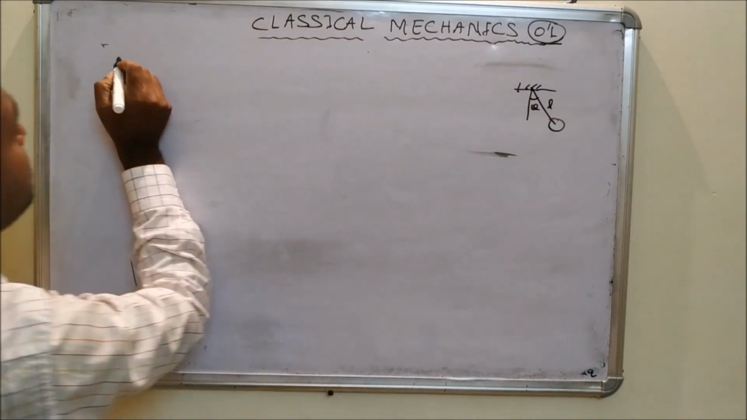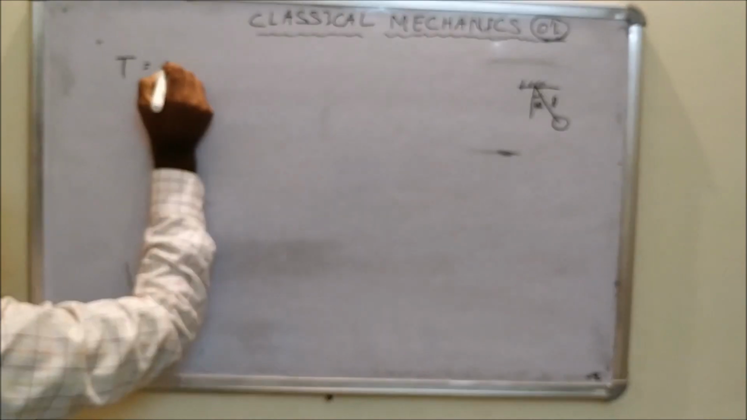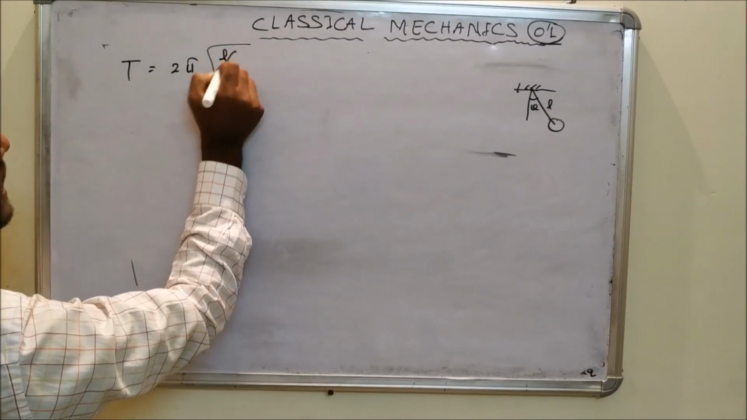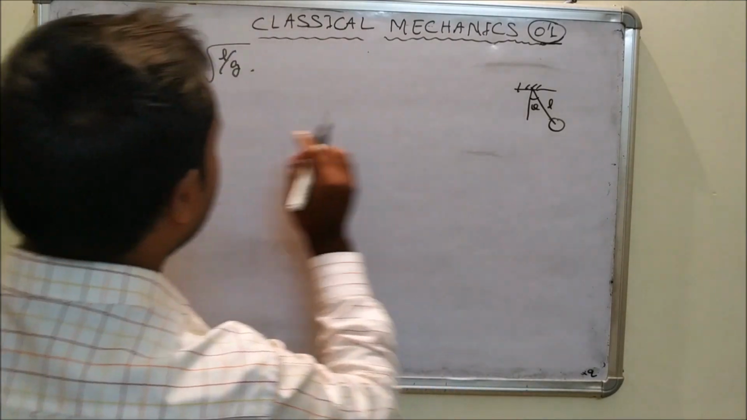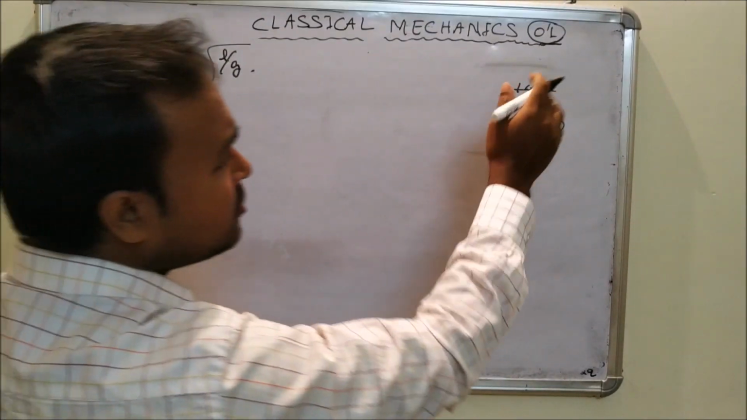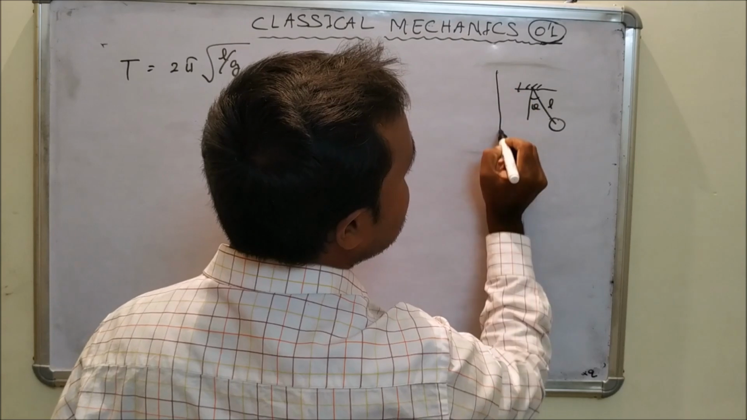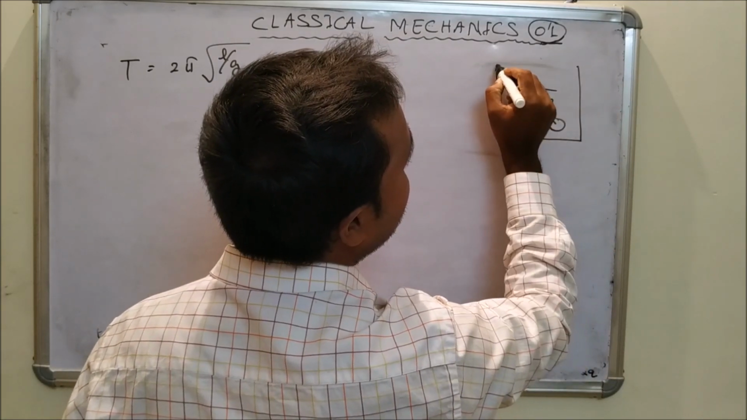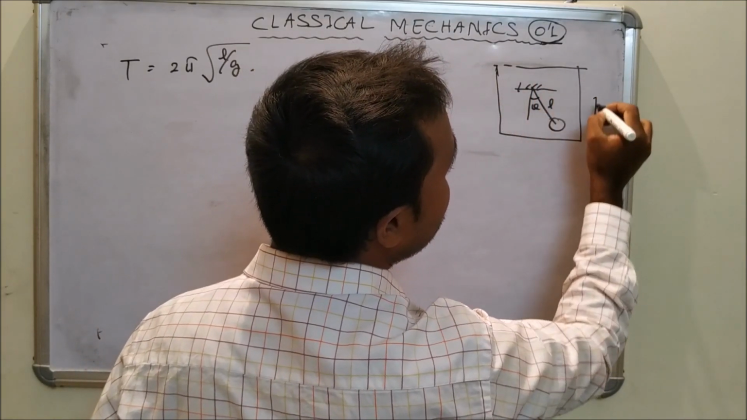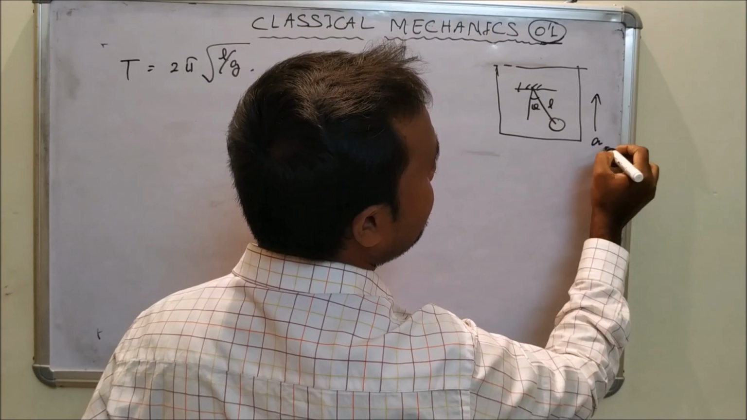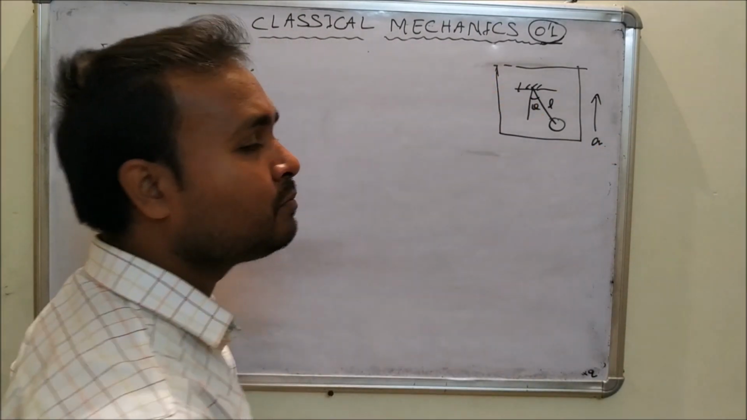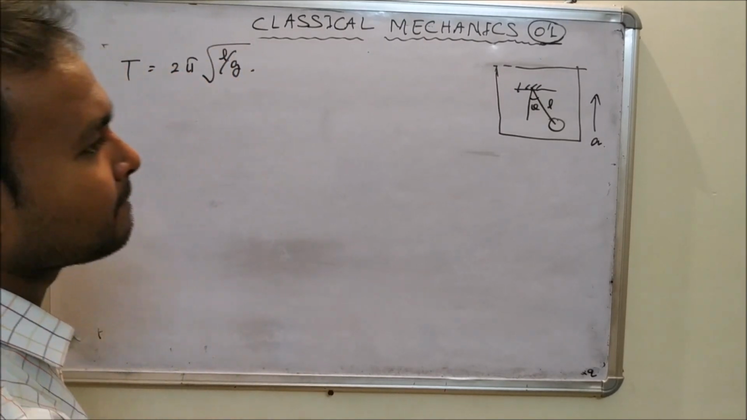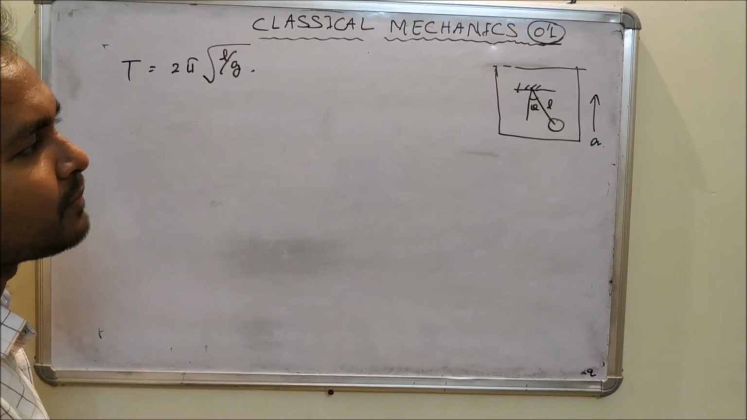T equal to, we got for when it is a vacuum, T equal to 2π under root L upon g, right? Now, suppose the pendulum is inside a lift or an elevator, and the lift is moving upward with an acceleration a, then what will be the time period of that simple pendulum?